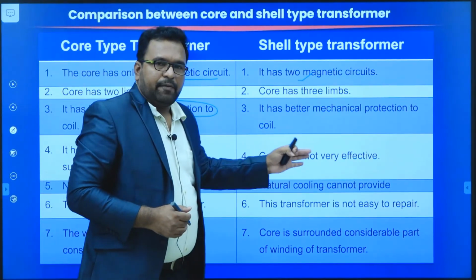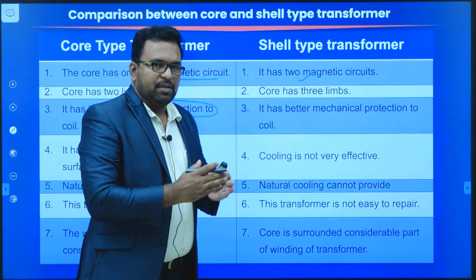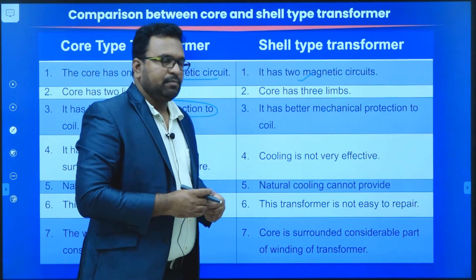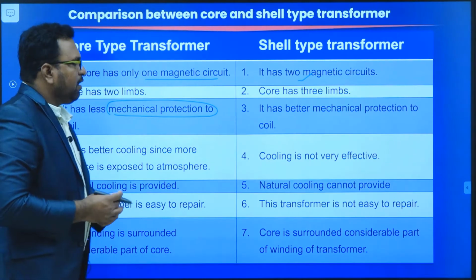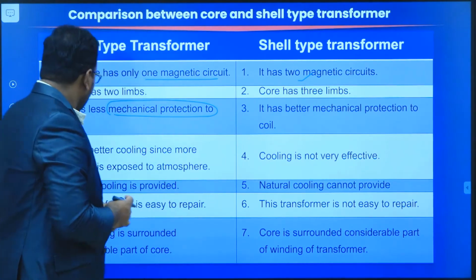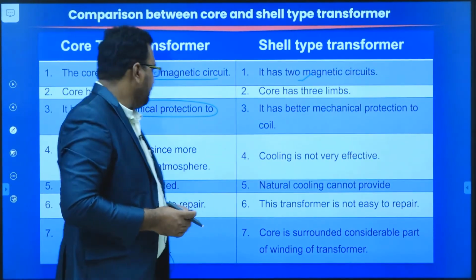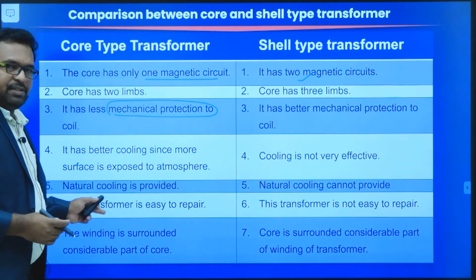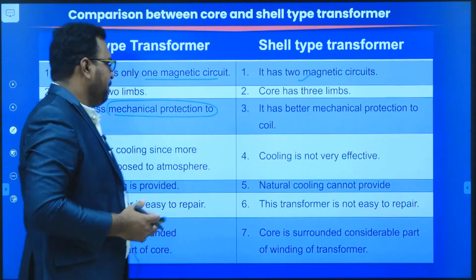In the shell type, the cooling is not affected because the winding is in the central limb, which is not exposed to the atmosphere. So the coil is not exposed to the atmosphere. That's why the cooling is not very effective here. In the core type, we can provide natural cooling. Here we cannot provide natural cooling. The core type transformer is easy to repair, and the shell type transformer we cannot repair easily.